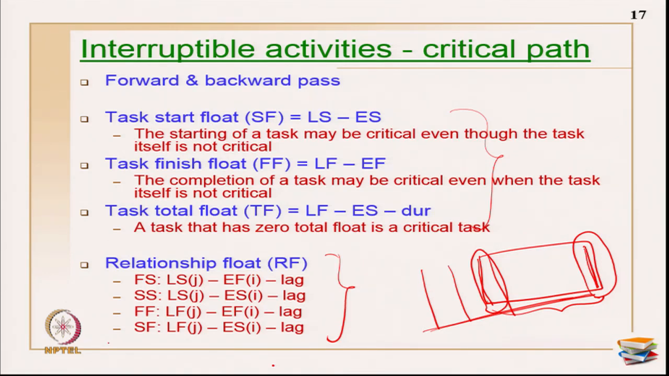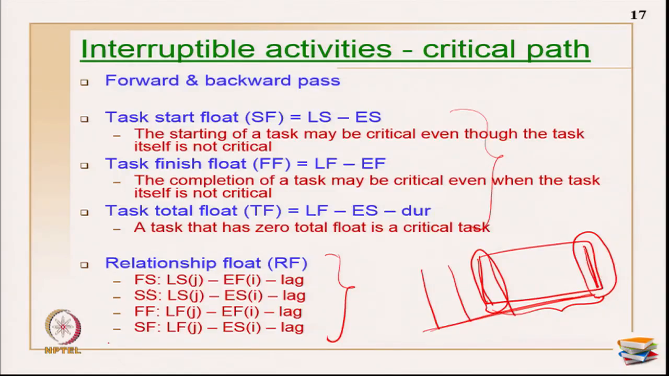Now, since there are many relationships comprising these activities, we should also calculate the relationship floats available. For each type of relationship there is a formula given here. For finish start, the formula is late start of the successor activity minus early finish of the predecessor minus lag. For start start, late start of the successor minus early start of the predecessor minus lag. For finish finish, late finish of the successor minus early finish of the predecessor minus lag. For start finish, late finish of the successor minus early start of the predecessor minus lag. That is how the formulas for the relationship floats are comprised.